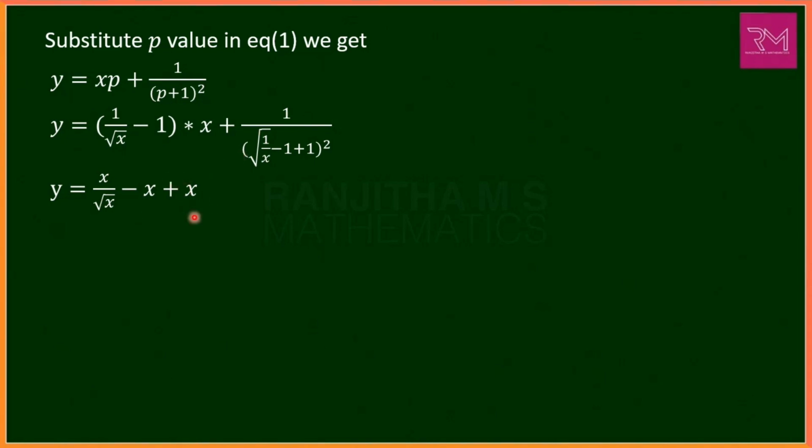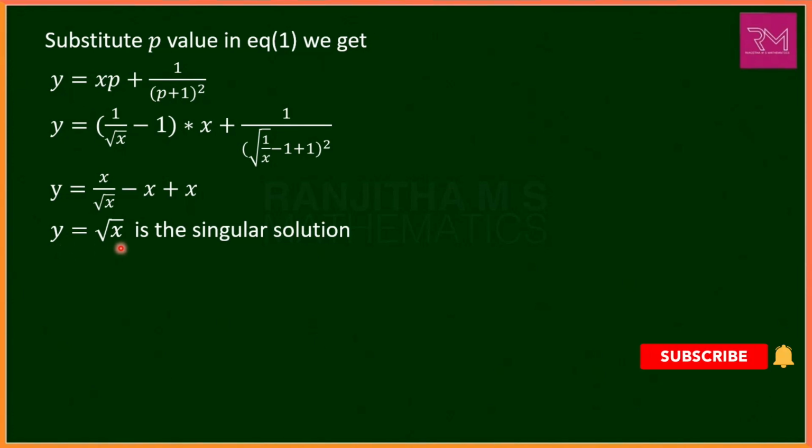Here plus x minus x gets cancelled. Here we can split this x as square root of x into square root of x. One square root of x, one square root of x gets cancelled. Therefore, we get the value of the singular solution, that is y is equal to square root x.